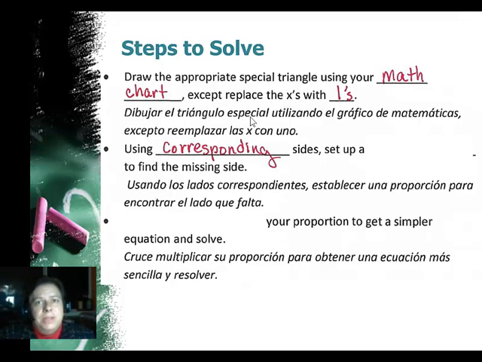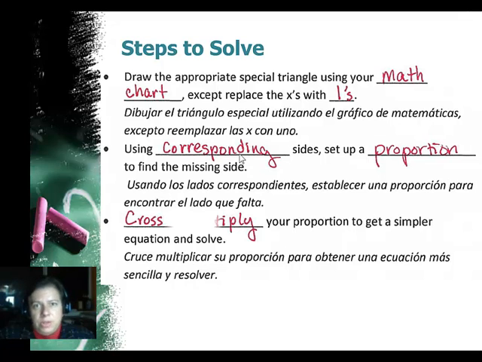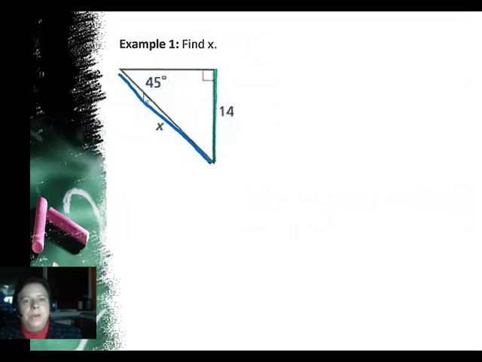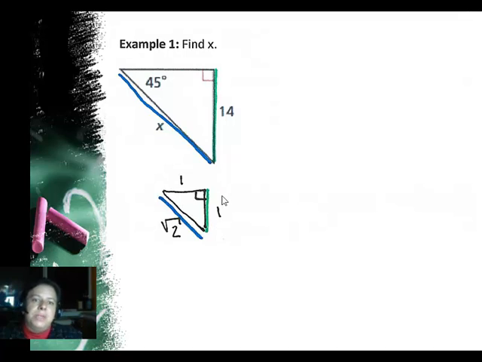Using the corresponding sides, go ahead and set up a proportion. And then finally, just cross multiply your proportion to get a simpler equation and solve. So our first example here, you can see I have 45 degrees and 90 degrees. The other angle has to be 45. So this is like my special 45, 45, 90. And I went ahead and drew it with the sides.